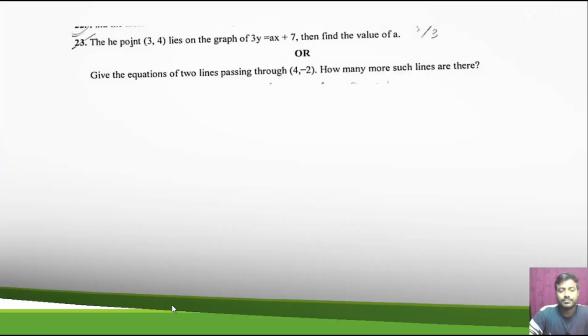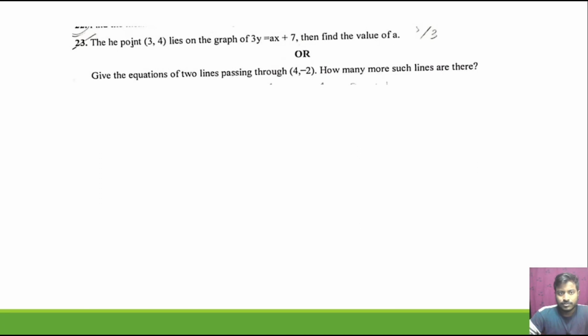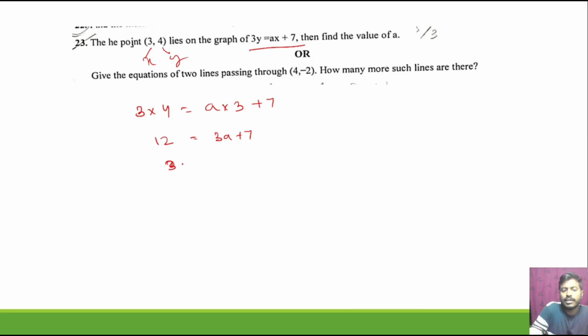Next question. The point (3, 4) lies on the graph 3y equal to ax plus 7. Then find the value of a. So put the values, this is x, this is y. Now 3 into y, that is 4, equal to a into x, which is 3, plus 7. Now 3a plus 7 is equal to 12. So 3a is equal to 12 minus 7, so 3a equal to 5. So a equal to 5 by 3.